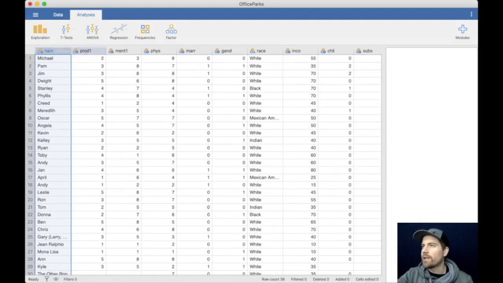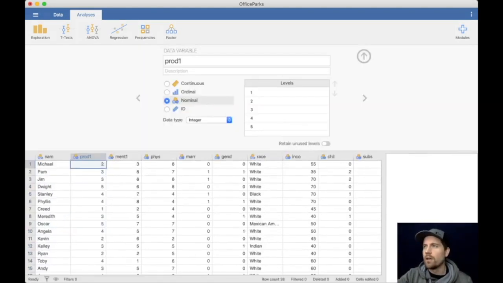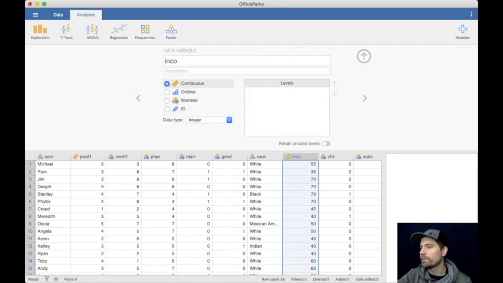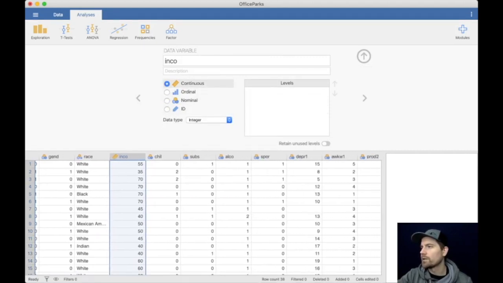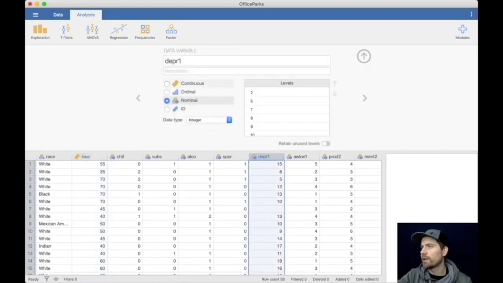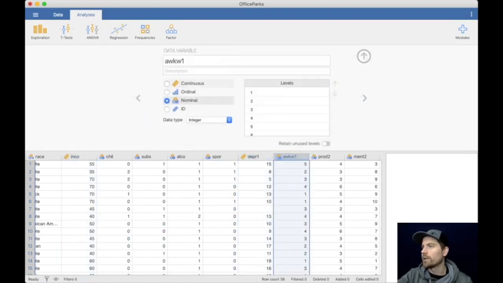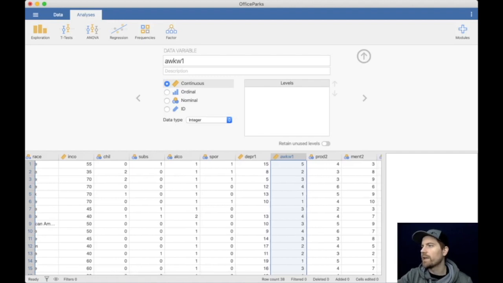But you'll notice every name has a Venn diagram next to it. That means right now, Jamovi thinks that all these variables are categorical. Problem with that is we want to do linear regression, and many of these things are actually continuous. To start, I'm going to make productivity continuous. I'm going to come over to income, make that continuous. Scroll over to depression, make that continuous. And awkwardness continuous. That'll be enough for today's short recording.